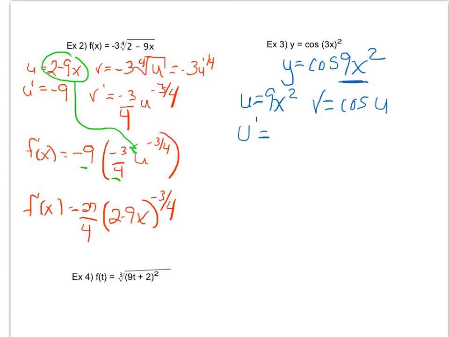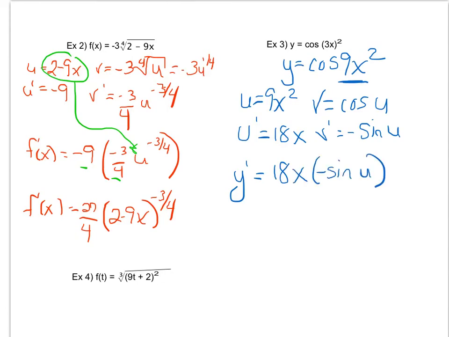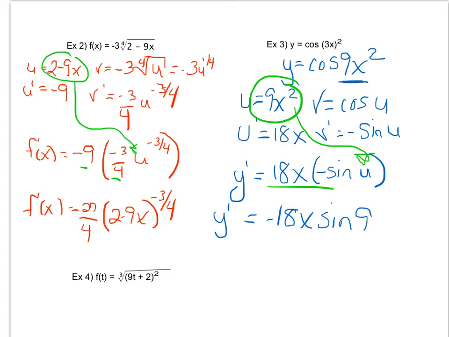Then the derivative of my inside function is 18x. The derivative of my outside function is negative sine u. So my overall derivative is u prime times v prime, 18x times negative sine u. Again, I do have to make sure and plug 9x squared back in for u. And I'm going to go ahead and multiply these together, which is really just going to mean I'm going to pull my negative out front so it doesn't look like I'm using a subtract, giving me y prime equals negative 18x sine of 9x squared.